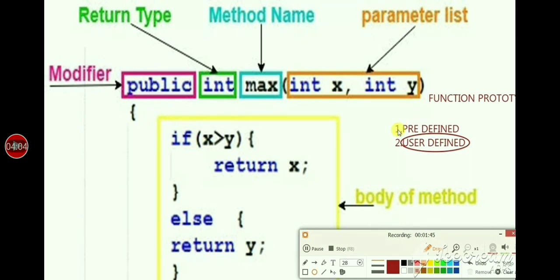Already you learned in our previous classes about predefined functions, for example Math.pow, Math.sqrt, etc. But today you are going to learn about user defined functions. So predefined functions are provided by the system and user defined functions are created by the user. It includes modifier, return type, method name, parameter list. First we will see about modifier.